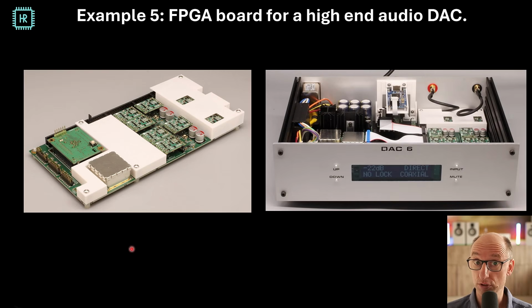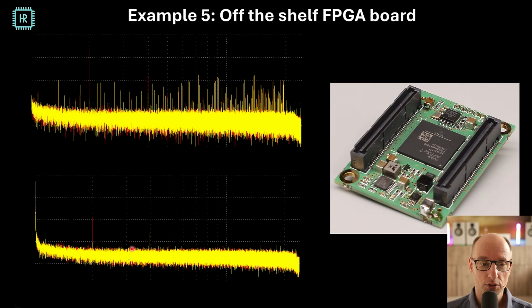Now I started off with an off-the-shelf board, but that had some basic problems, and I'll show those in the next video. I thought I could get away with it, but unfortunately this was not the case. So this is the audio output spectrum with the off-the-shelf board. And this is the output spectrum with the board that I made myself. So you see a huge difference. And all of these were created basically by a non-ideal layout.